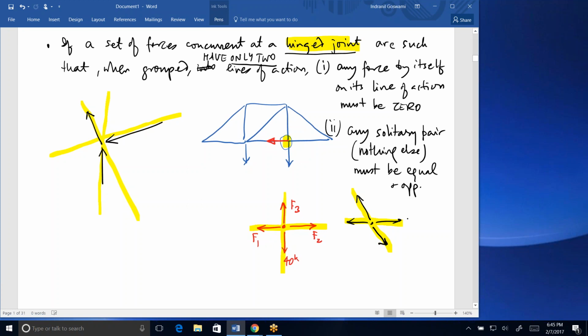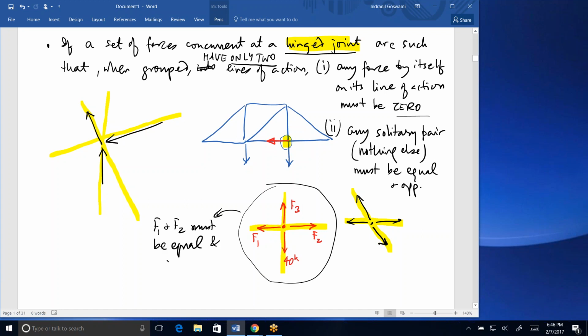Now, if you were given a truss and you're asked a question about a particular member force, and if this examination gave you the answer to be either zero or something, for example, here we can say two things for this particular node. We can say that F1 and F2 must be equal and opposite, because that's a solitary pair, right?